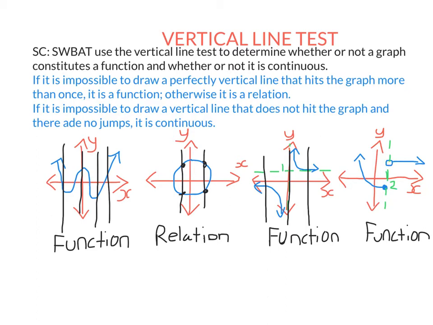So this definition is consistent with the one we learned previously. Remember, we said it was a function if there was never a case where an element from the domain was mapped to more than one element in the range. So what the vertical line test is saying is, if I take a given x value, is there more than one y value?